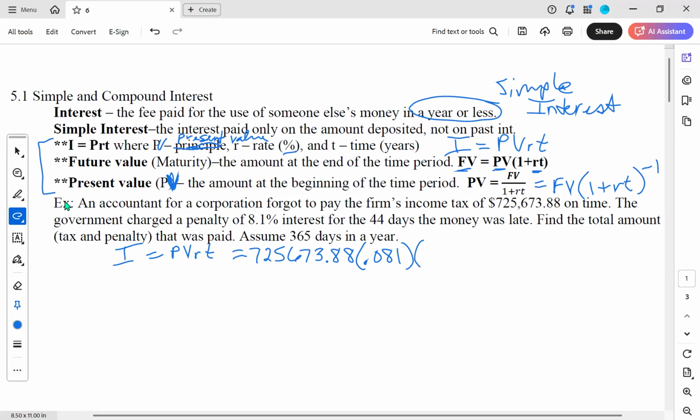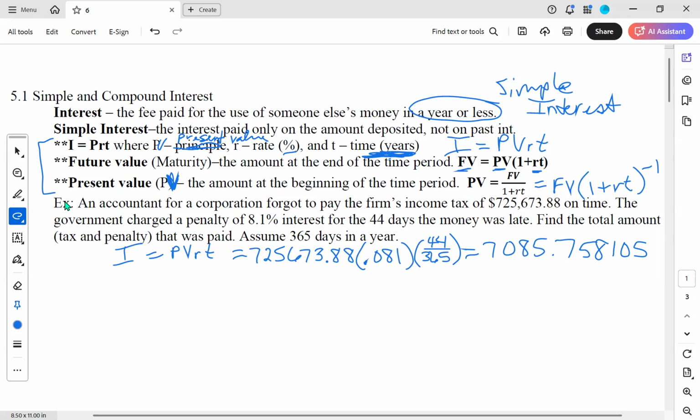And then times our time, which has to be in years. So that's going back up here. Time has to be in years. So they gave us 44 days. So we would say 44 days over 365 days because we're using 365 days for the year. Then it's a matter of just multiplying that all out, and you can plug that all into your calculator at one time. So that gives us $7,085.758105. I'm keeping this whole entire decimal because I'm not done with the problem. But when I go to put my answers down, then I'll put them down in dollars and cents.